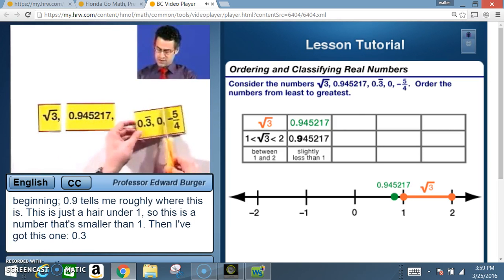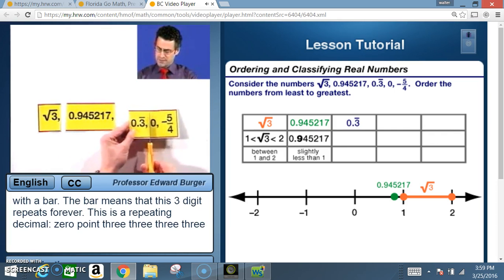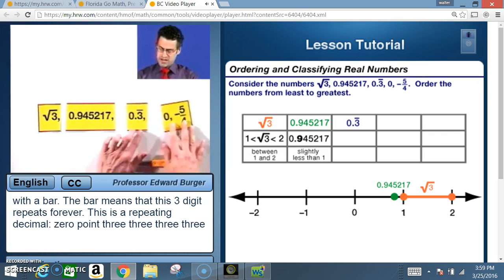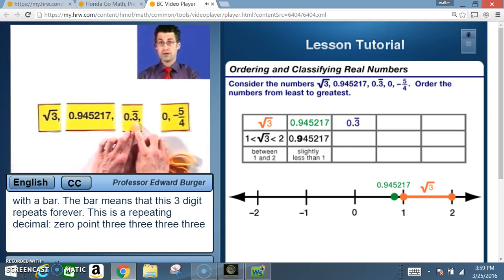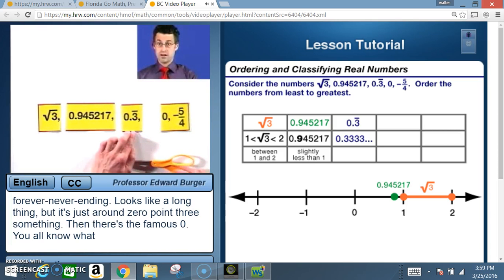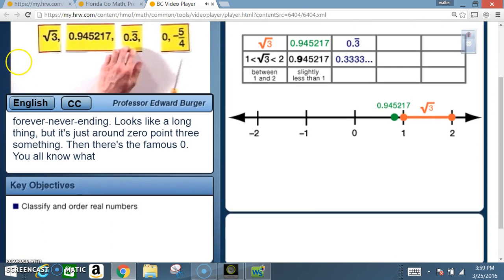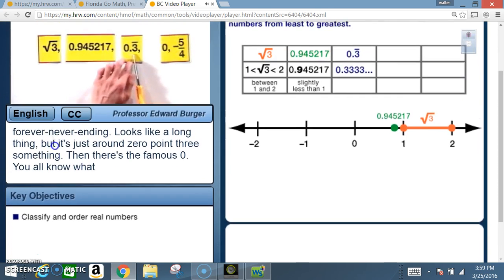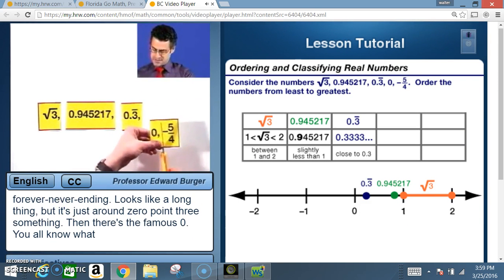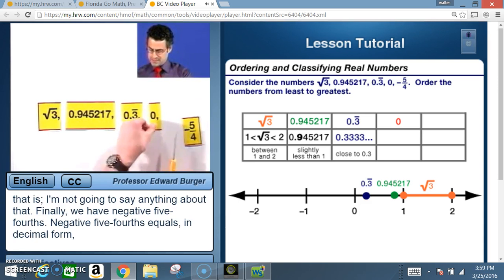Then I've got this one, 0.3 with a bar. And what that means is that the 3 digit repeats forever. This is a repeating decimal, 0.333333333 forever, never ending. Looks like a long thing, but it's just around 0.3 something. Then, of course, there's the famous 0. You all know what that is. I'm not going to say anything about that.